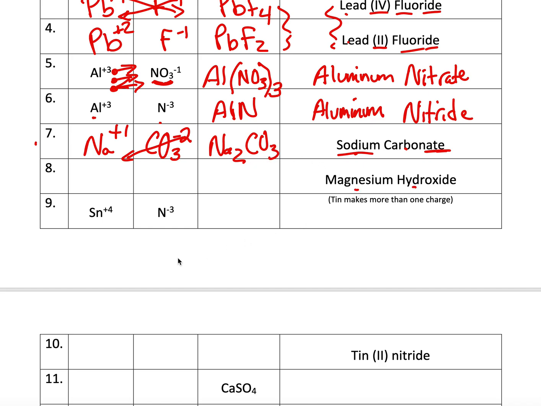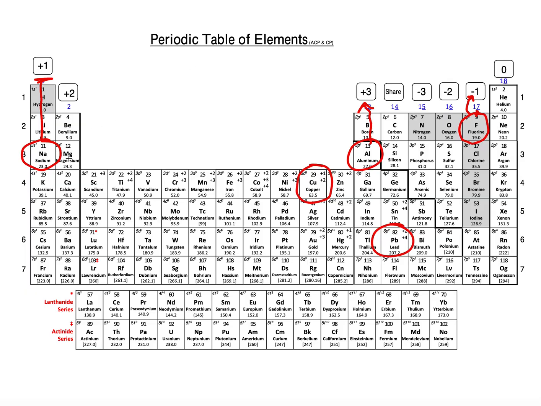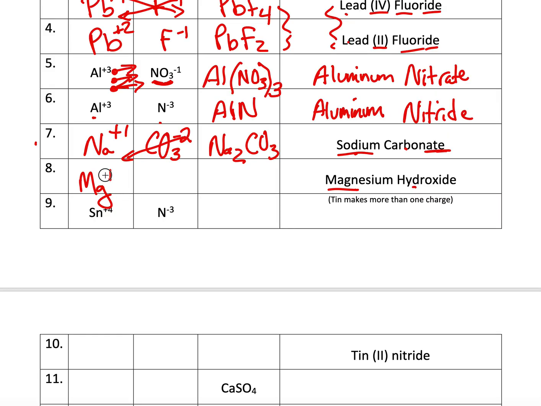All right, magnesium hydroxide. We've got to start at the beginning. What's the formula of the cation, Mg? What charge does it make? Maybe you know off the top of your head because you remember. If not, look it up. Mg is plus 2.